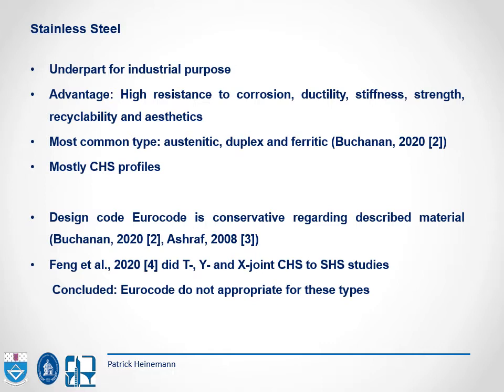The current design code, which is the Eurocode, is a little bit conservative regarding stainless steel. Feng, for example, also said that a joint made out of circular to square hollow section profiles is in the Eurocode not appropriate for the T, Y, and X joints.